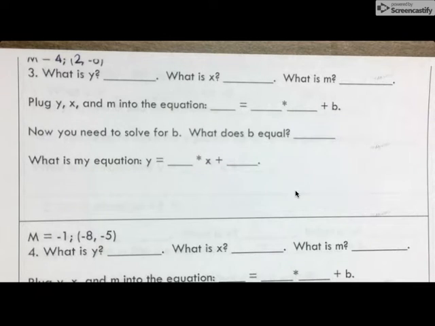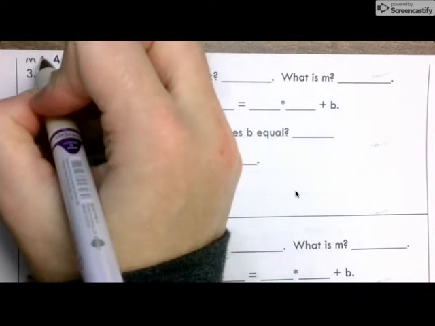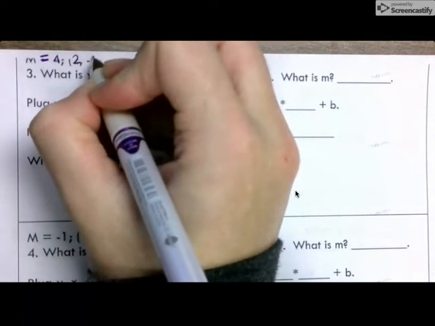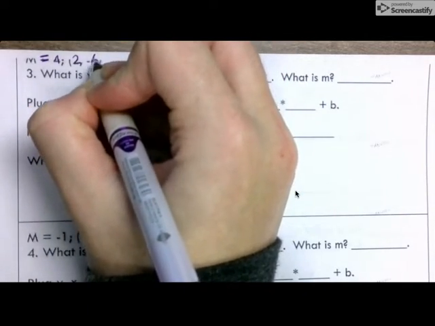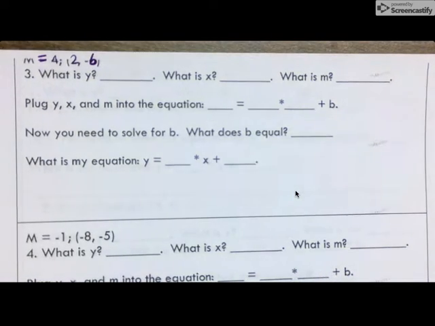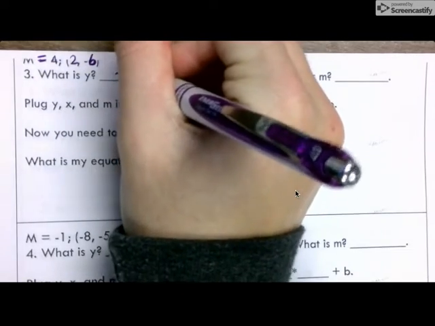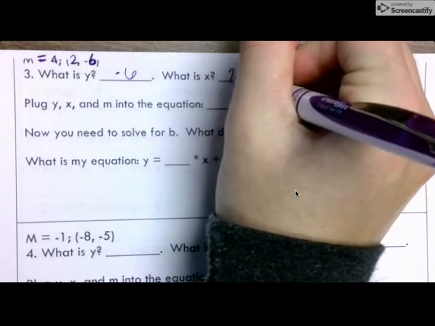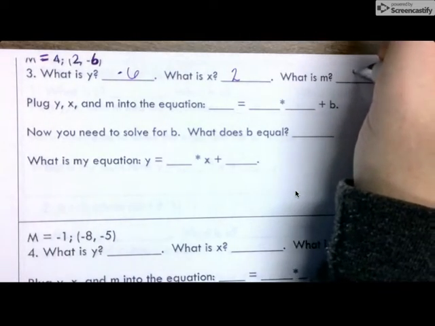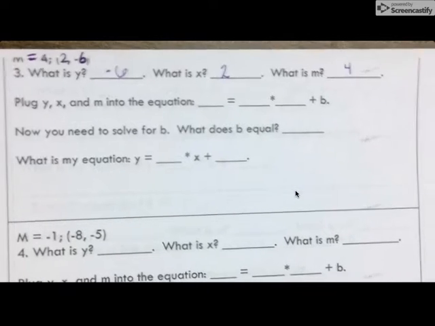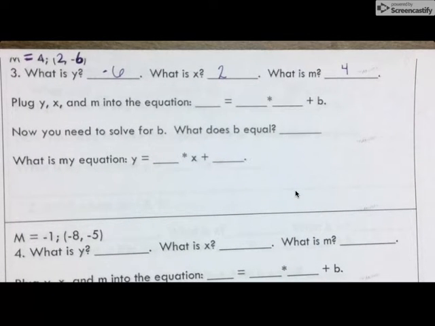Alrighty, so n equals 4. Our friend Mr. Slope is 4. Our ordered pair friend is (2, -6). So, which one of those is y? Negative 6. Which one of those is x? 2. And which one is m? 4. Okay? Now it says, plug them all into the equation y equals mx plus b.